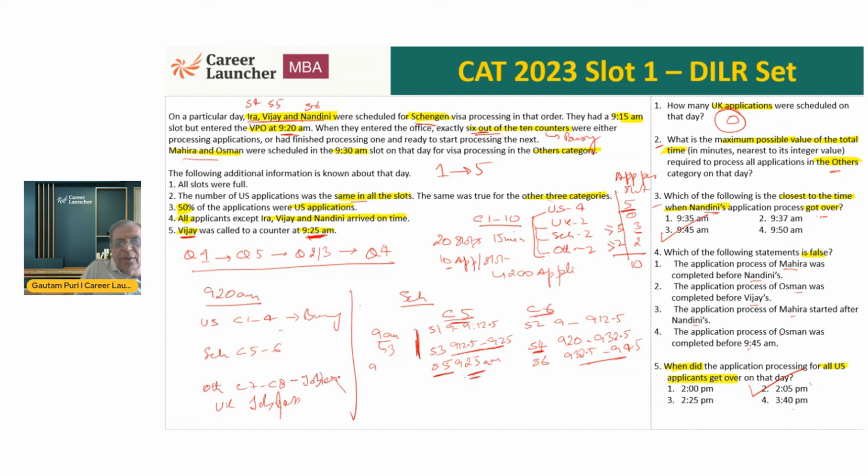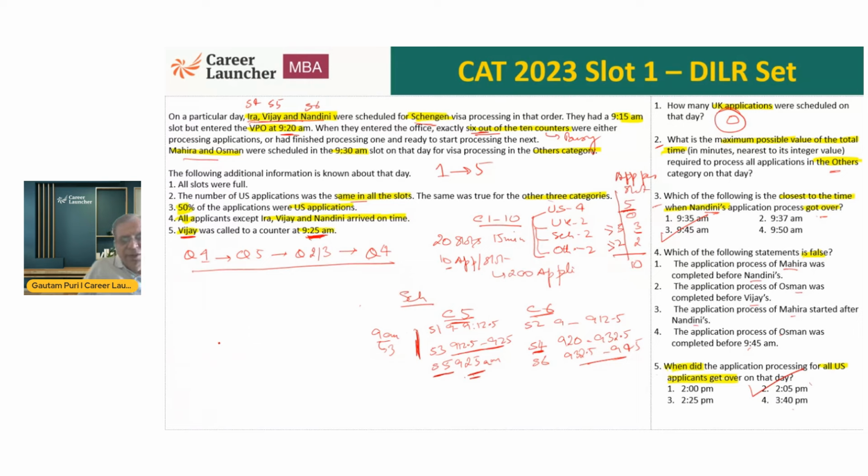The others and UK counters are jobless, while the Schengen ones are occupied. At 9:20, these 6 are busy. Two UK counters are definitely jobless and the others are also jobless. Okay. So now let's look at the rest of the stuff. So I'm again erasing this part. Okay. So what have we found? Whatever I found, I'll just write it down in one corner.